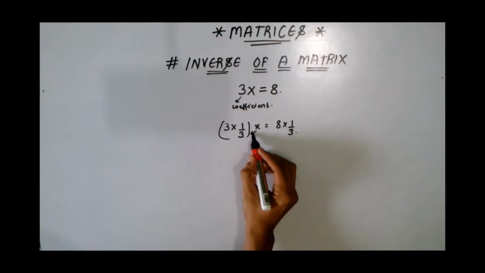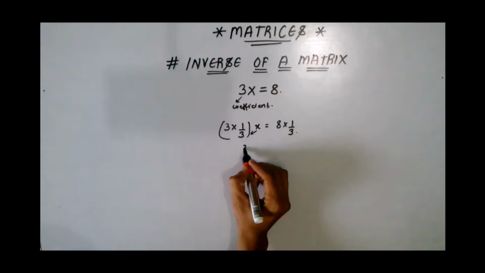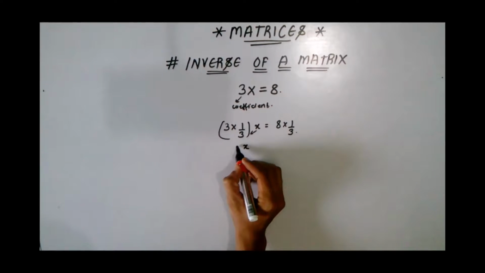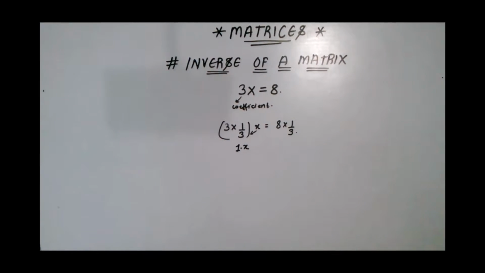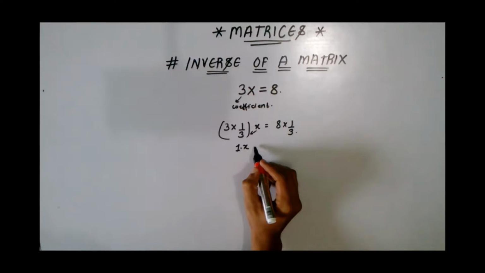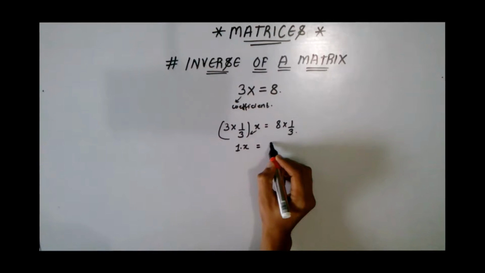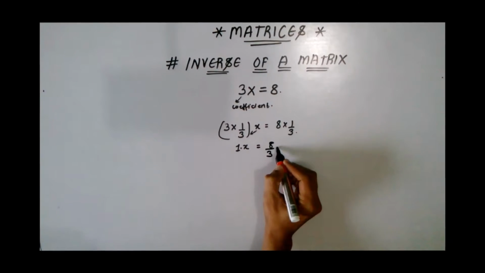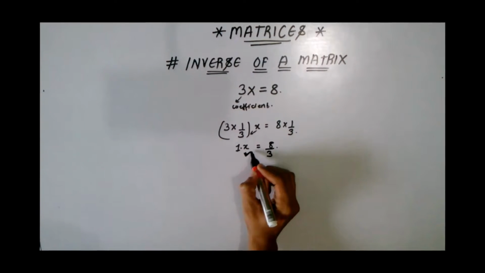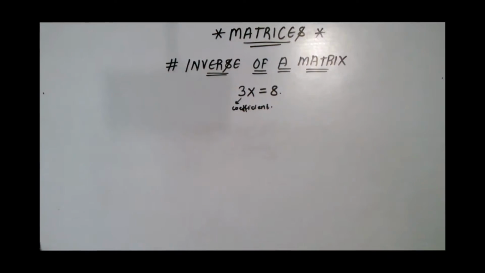So, by doing this, we get rid of the coefficient of x as 3. We get the coefficient as 1. So, the equation gets transformed into 1x is equal to 8 by 3. Thus, we get the true value of x. In the similar fashion, let's take a matrix equation.